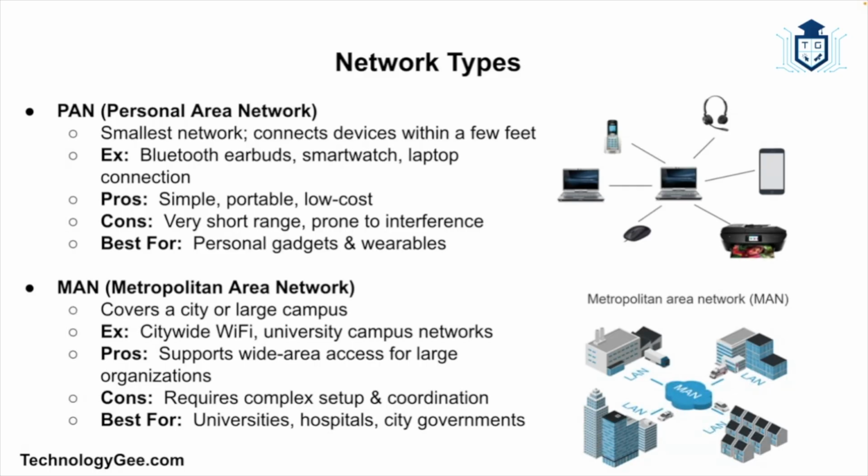And then you have what is called a MAN, or a metropolitan area network. And this is a network that spans a city or a large campus. So think of citywide Wi-Fi in public parks or libraries, or college campuses with buildings that are networked together. And this is great for organizations that are spread out across a city, but it is complex to set up, and this does require coordination between the providers. And once again, this is good for universities, city governments, and large hospitals.